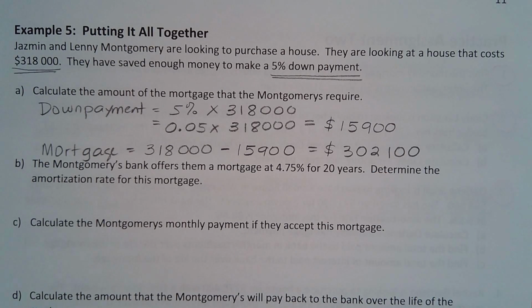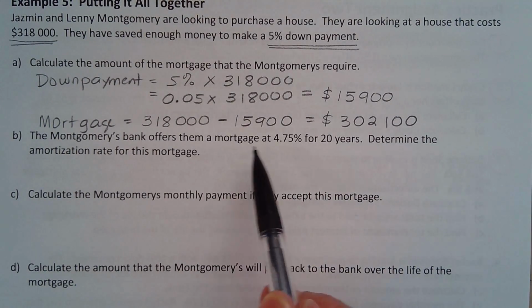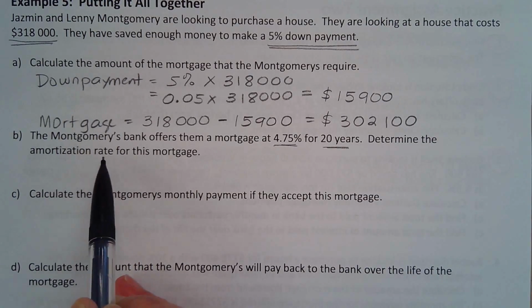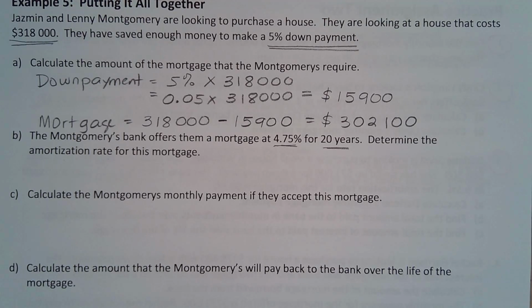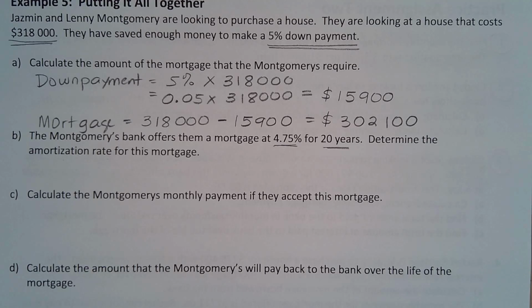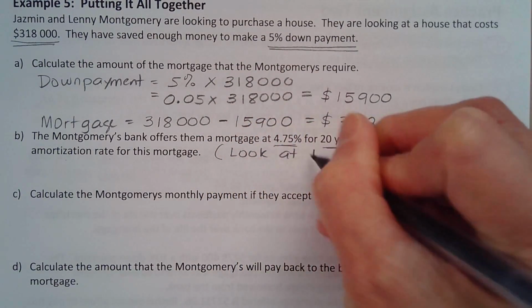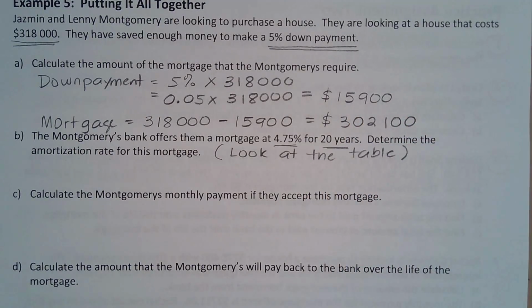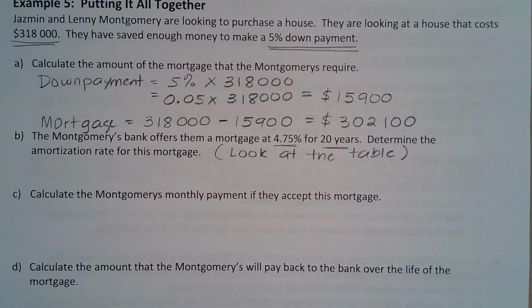Now, let's take a look at letter B. Montgomery's bank offers them 4.75% for 20 years. Determine the amortization rate for this mortgage. Okay, so go ahead and take a look at our table and see if you could figure out the amortization rate. So look at the table. Amortization rate. So 4.75% for 20 years.